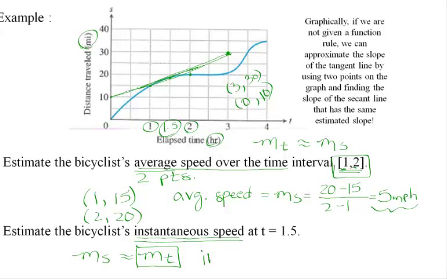So we would say the instantaneous speed at t equal 1.5 is approximately the rise over the run. Approximately 20/3 miles per hour. To say that you have 20/3 miles per hour in the context of a speed of a bicyclist may bother you, but don't let it bother you.